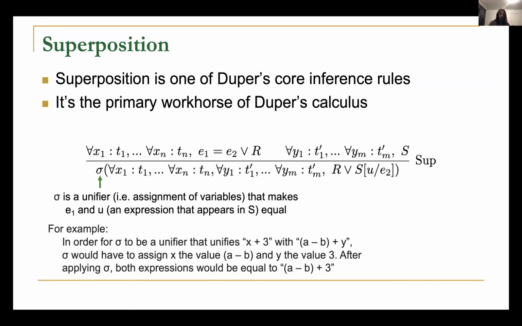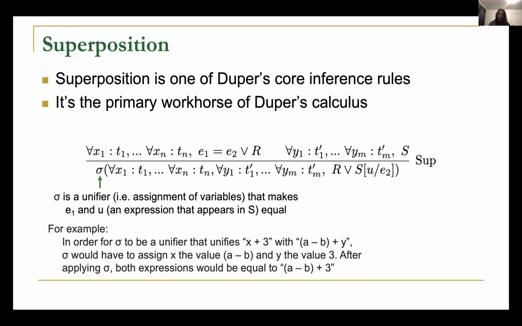If E1 equals E2 is true, though, then after applying sigma, E1 and U will be the same expression. So S with E2 substituted for U is the same as S with E2 substituted for E1. And if E1 and E2 are equal, then this is just the same as S. Then the conclusion will hold because we know that something in S must be true from our second parent clause. So that's the intuition behind why the superposition rule is sound, but it might not be immediately obvious how this rule could be useful in practice.